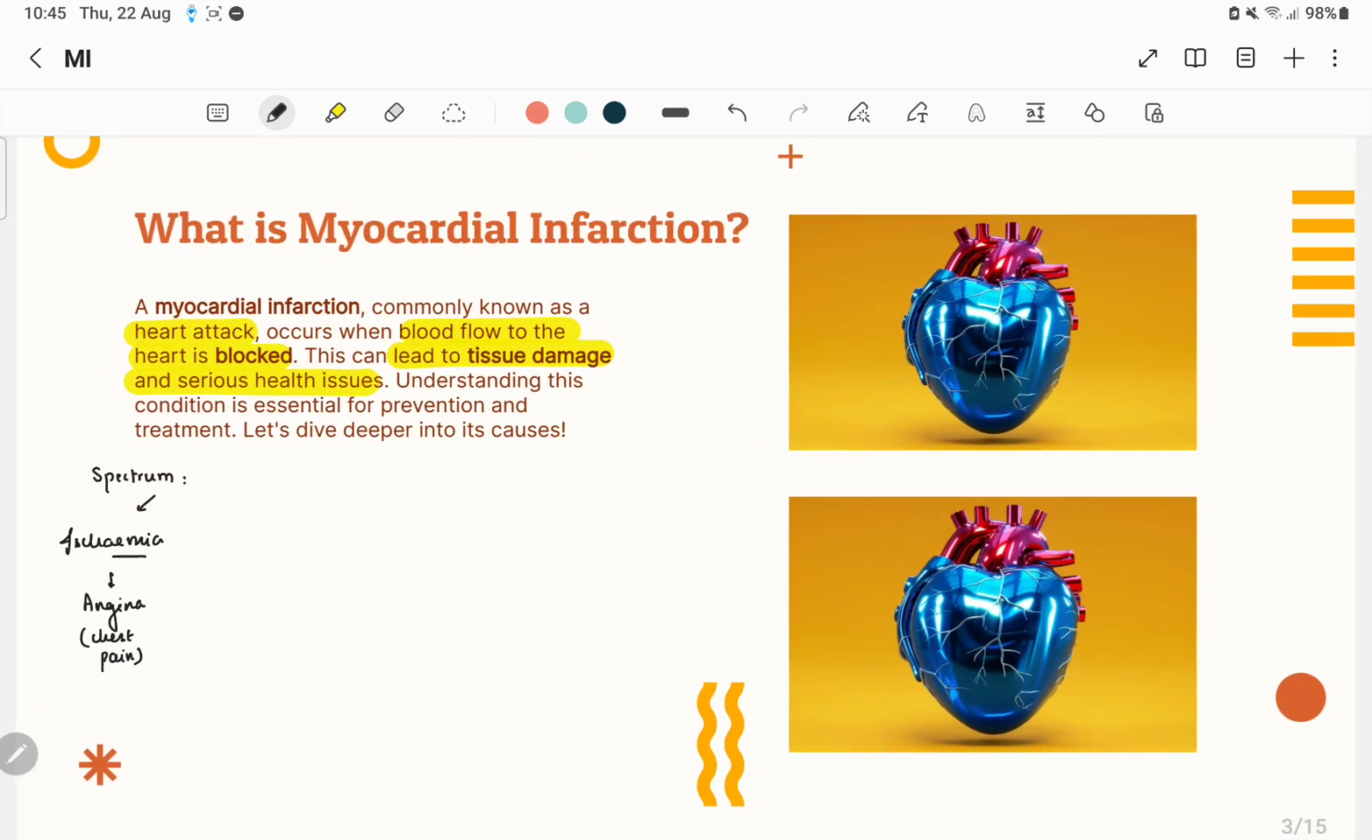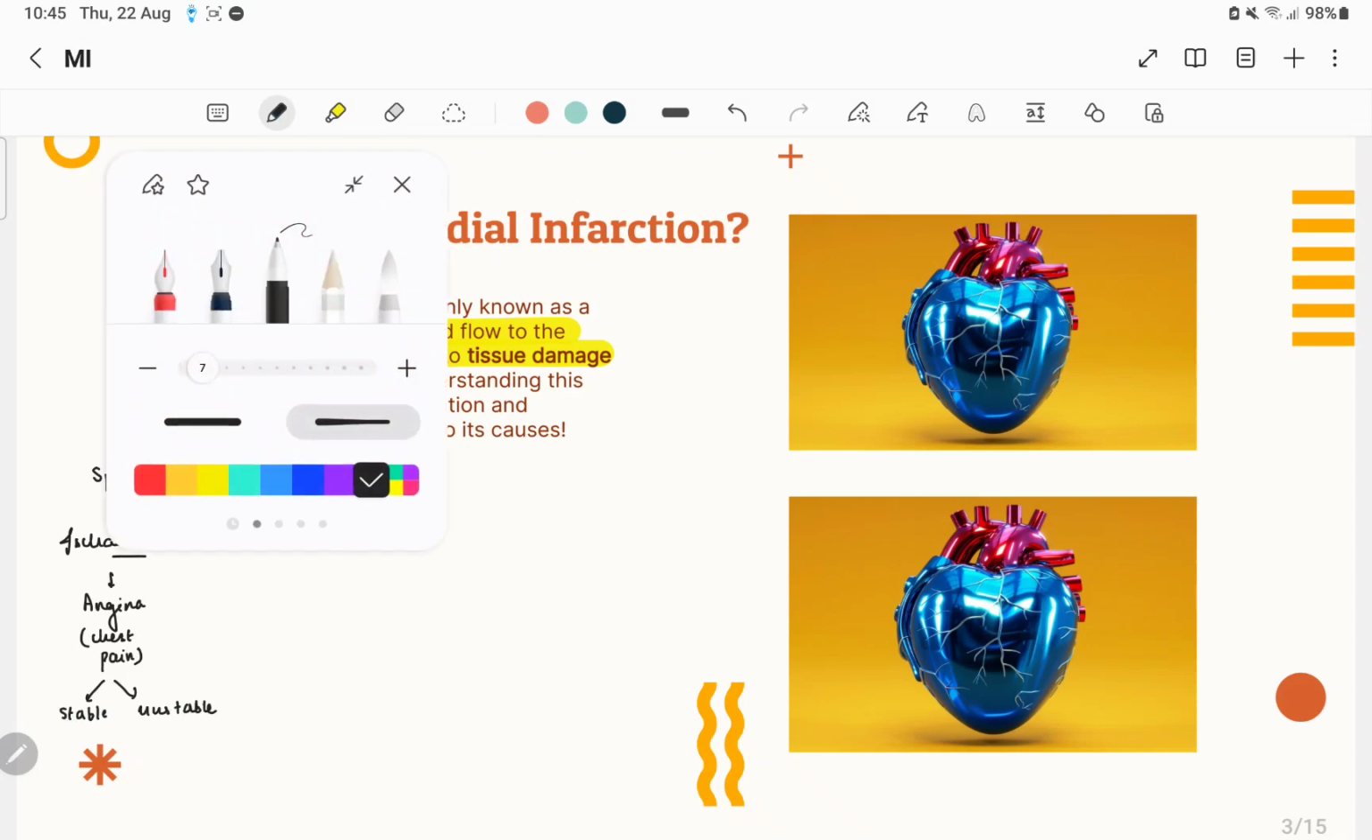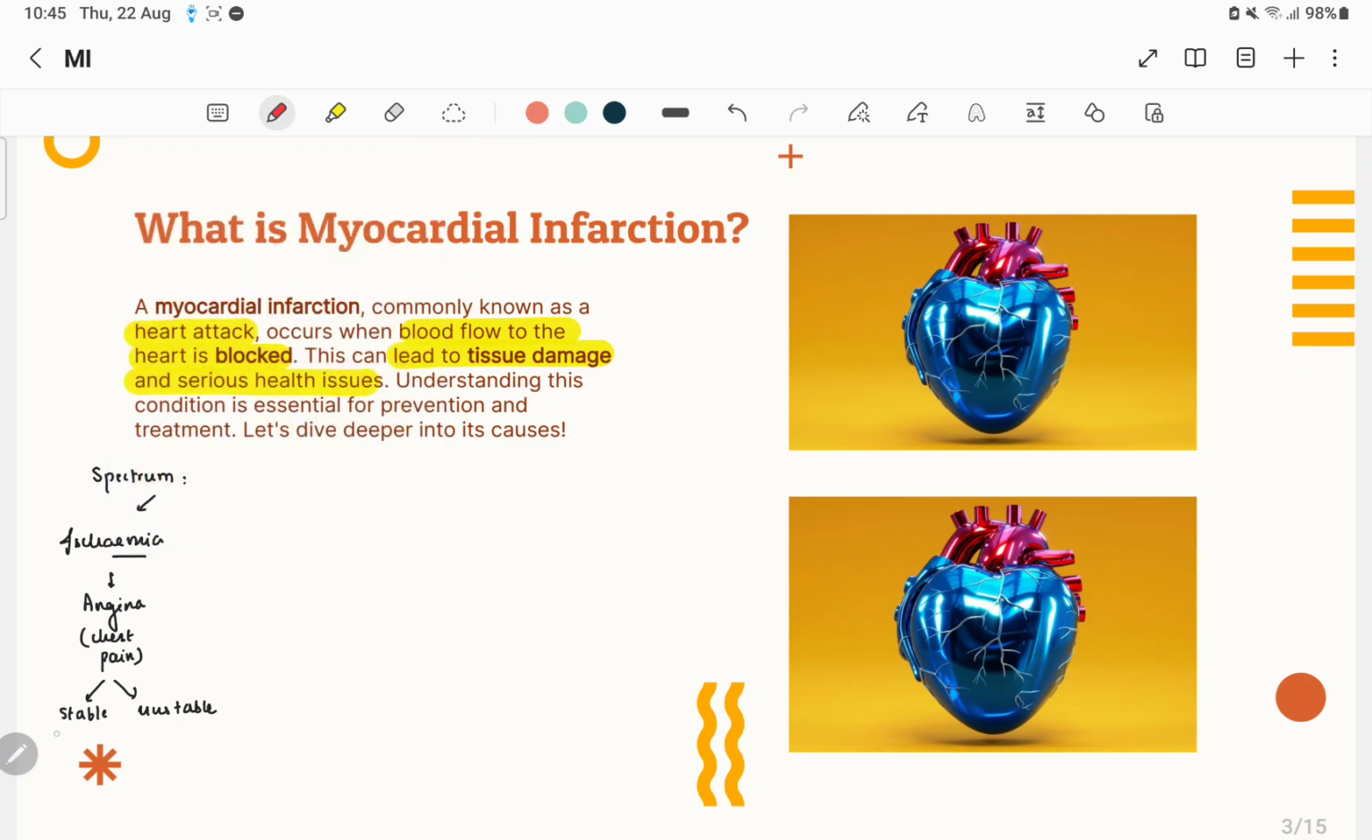Angina may be a stable angina or an unstable angina. Stable angina means that the angina is due to exertion. This appears on exertion, on doing some work, right? And unstable angina means it appears without any exertion. So in ischemia there is no infarct present. There is no tissue death.